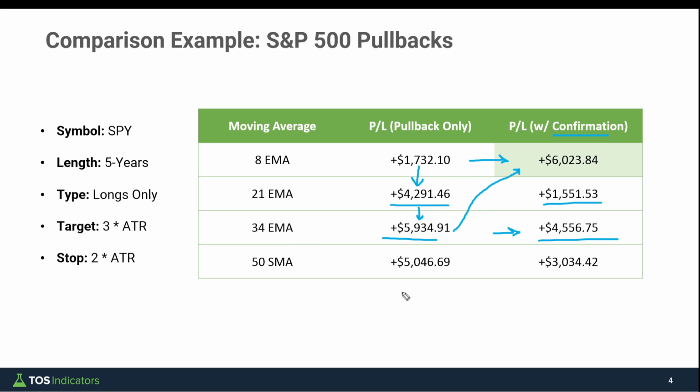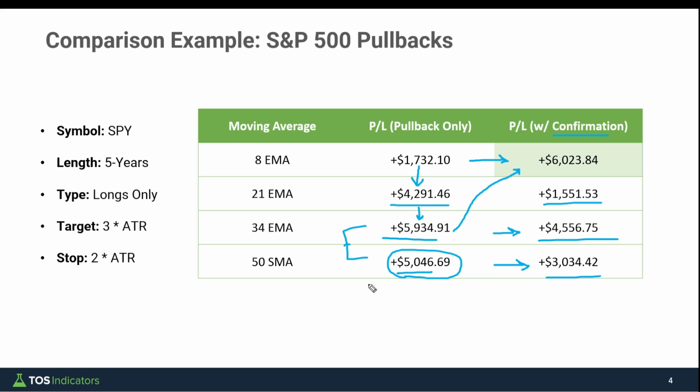And finally, the 50 SMA, 5,046, so more or less similar to the 34 EMA. You had to take drastically less trades to get to the same P&L compared to the 34 EMA, so a little bit more efficient here. Compare that to waiting for a confirmation. That drops down to 3,034.42, again as a result of most likely missing out on a few trades.